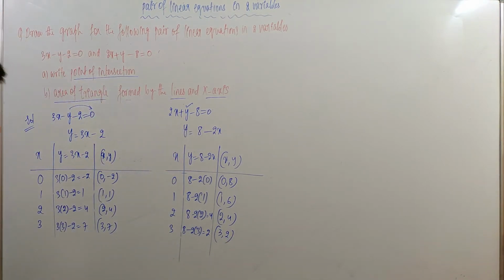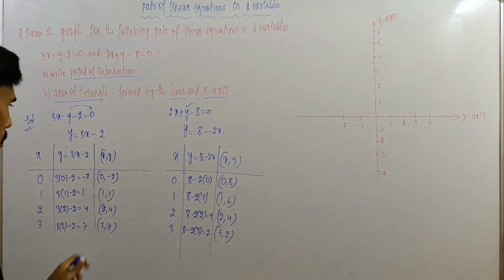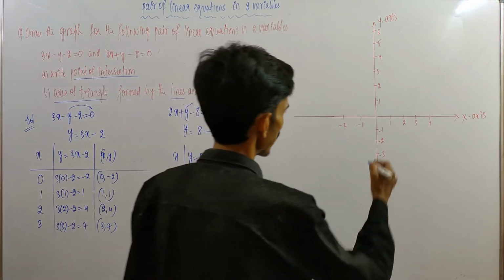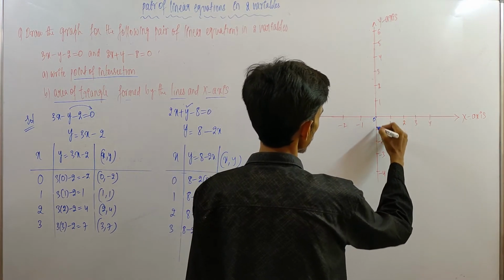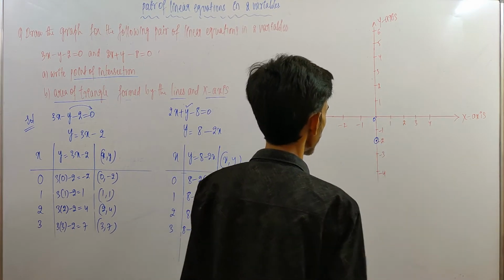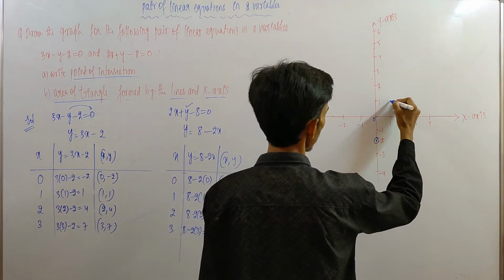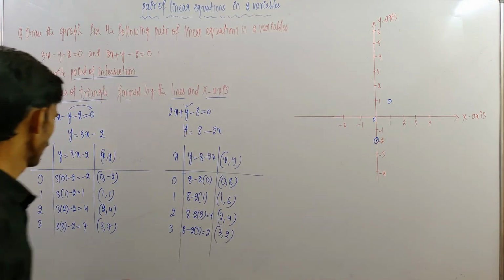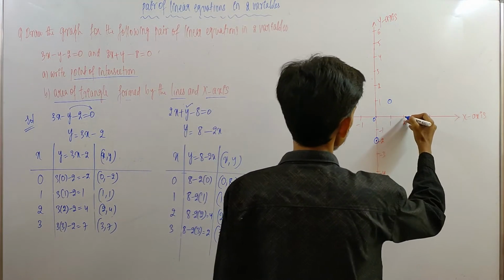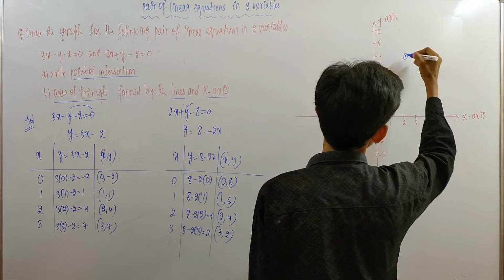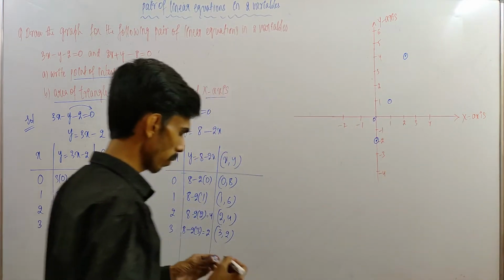Now let us plot these points on the Cartesian coordinate system. Let us start plotting these points on the graph. We have 0, minus 2. Here we have 0, and minus 2 is below on this graph. So this is the point 0, minus 2. Then 1, 1: here we have 1 up to 1. This is one more point. Next is 2, 4: 2 and up to 4. So this is the point 2, 4. Let us plot these points.